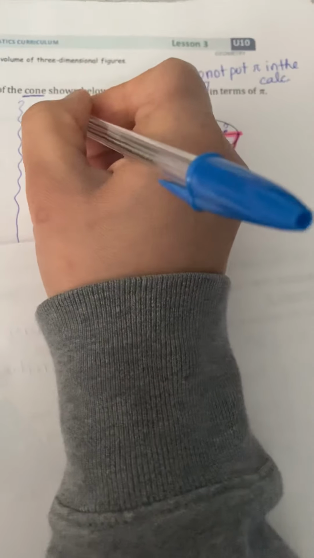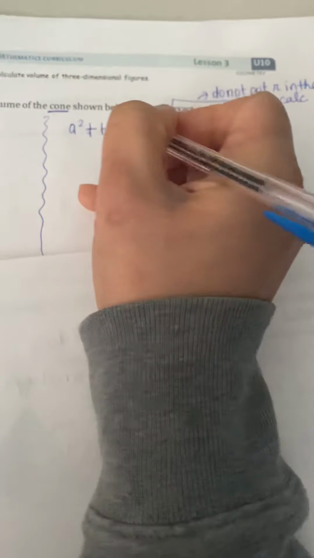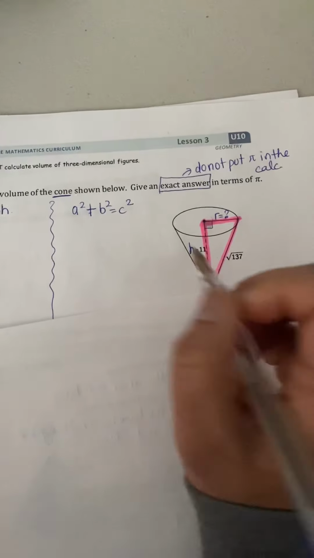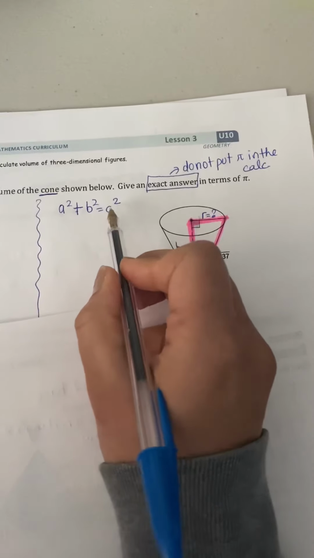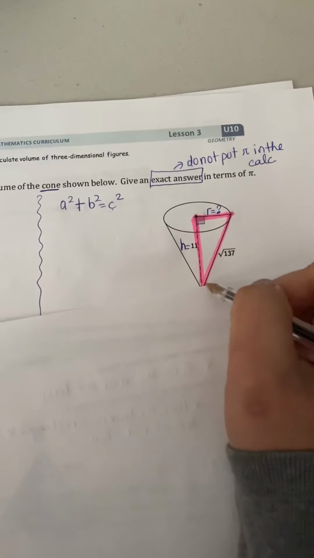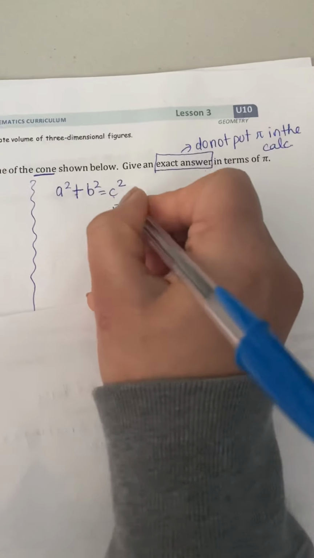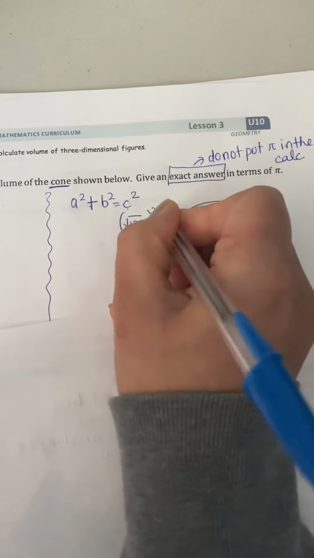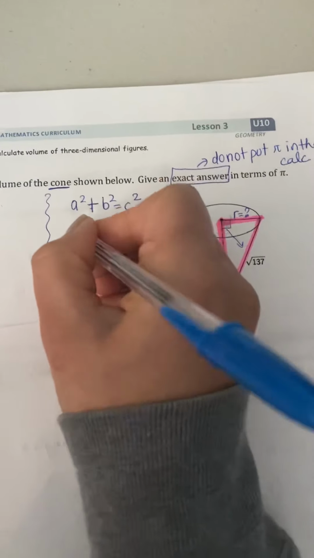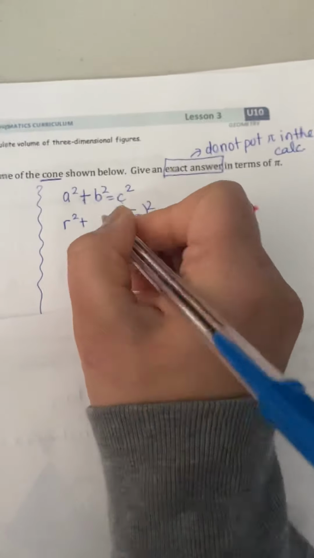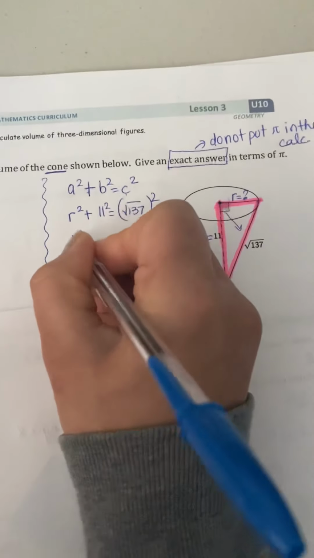What do we use? I guess you guessed it right. The Pythagorean theorem. Very good. Which is a squared plus b squared equals c squared. So my c here is the key thing. Whenever you're using the Pythagorean theorem, you need to know what your c is. Your c is the hypotenuse, across from 90 degrees, which is 100 square root of 137. Let's call r just r. So this would be r squared plus b squared, which is 11 squared. Solve it.